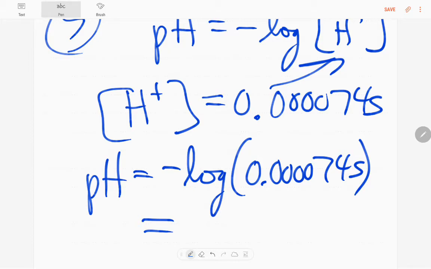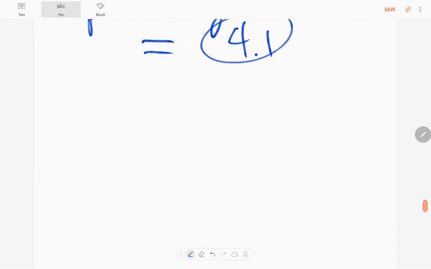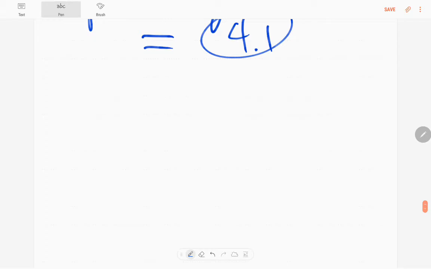But I get 4.1. Solve the equations analytically and check graphically.